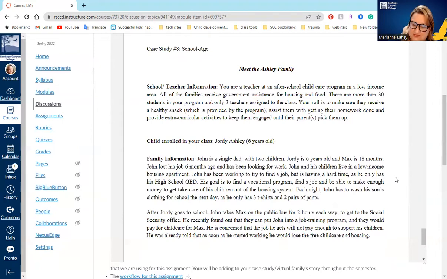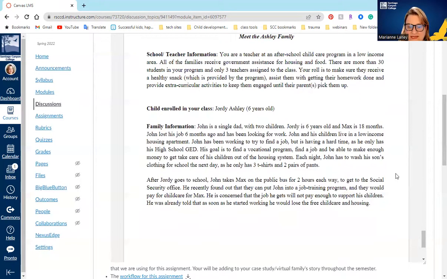out of the housing system. Each night, John has to wash his son's clothing for the next school day because he only owns a t-shirt and 2 pairs of pants. After Jordy goes to school, John takes Max on the public bus for 2 hours each way to get to the Social Security office. He recently found out they can put John into a job training program and they would pay for childcare for Max. He's concerned that the job he gets will not pay enough to support his children. He was already told that as soon as he started working, he would lose the free childcare and housing.